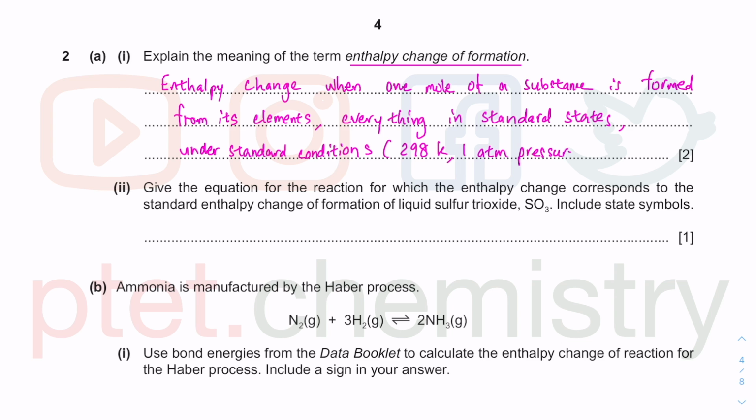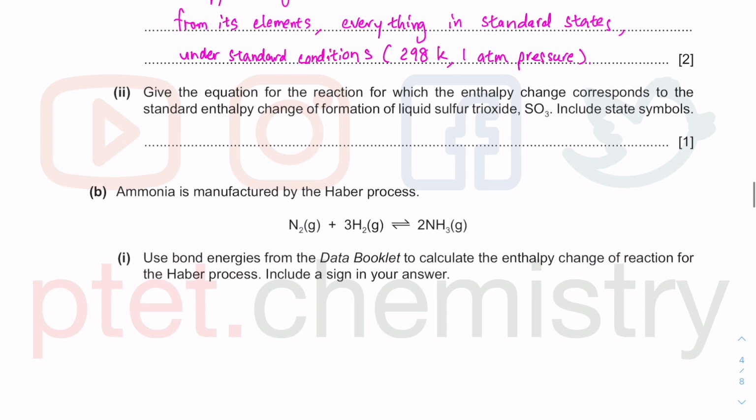So I've simply included the standard condition here, even when they don't ask for the standard, because we don't know when they will give you 3 marks and when they will ask for the standard enthalpy change of formation. So it's good to always remember the standard conditions, but even if you write it down here, they don't ask for it, you just don't get additional credit. I suppose the 2 marks are from here, 1 mole of substance from its elements, and the other one, everything in standard states there.